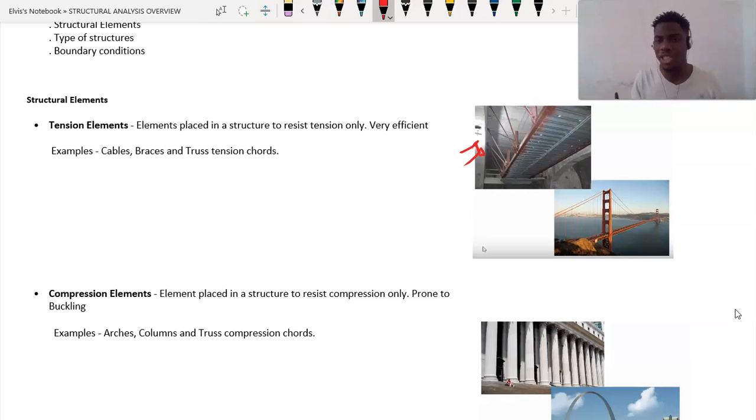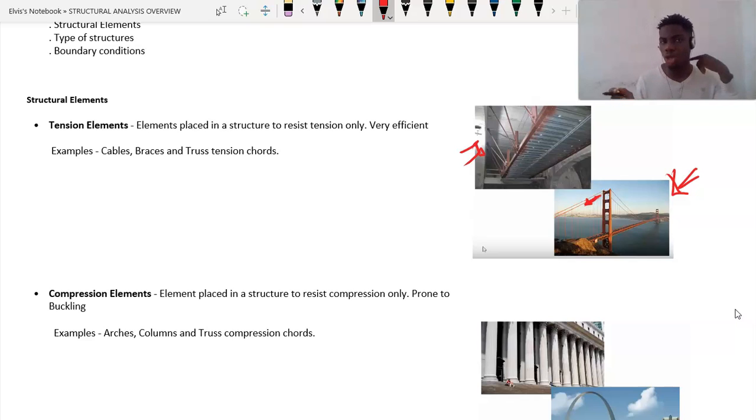If you take a look at this bridge, as you can see, guys, this is the Golden Gate Bridge. Now, this bridge has a lot of cables. As you can see, guys, these are the cables. So, why did structural designers place these cables on the bridge? The reason is that they want to counteract the tension forces.